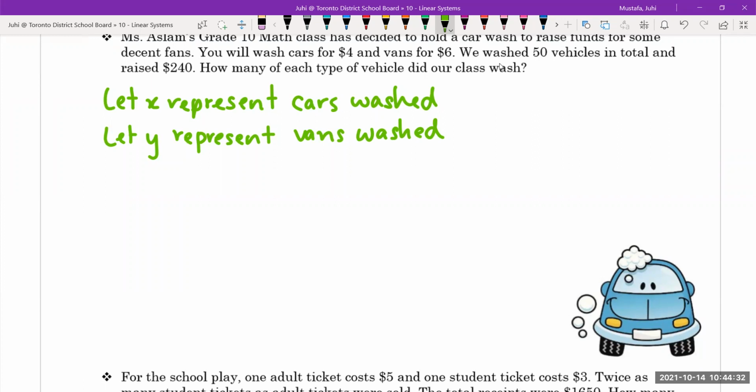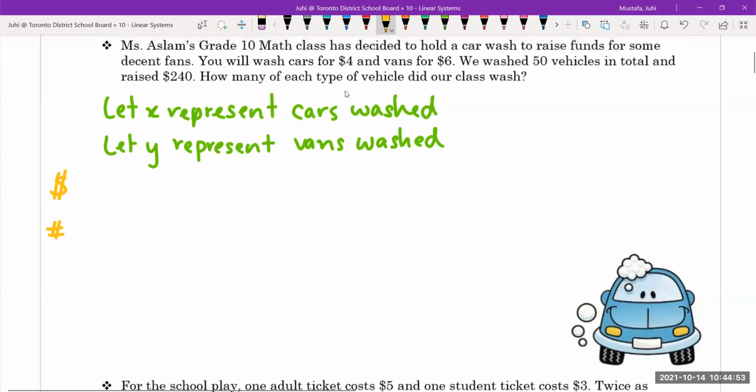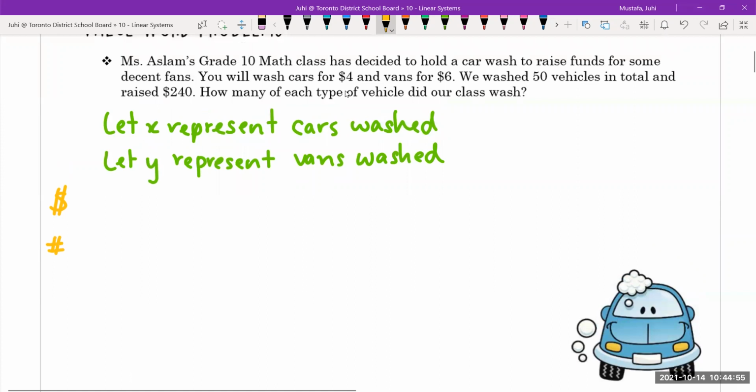Now, you guys, for these types of questions, there's always going to be two equations. One of the equations will always deal with money and the other equation will always deal with numbers. And as long as you remember, the money equation has to have money in it and the number equation has to have numbers in it, you will always get it correct. So for example, if you read the question again, it says, we wash cars for $4. So every car we wash, we're charging them $4. And we wash vans for $6. And we get $240 in total.